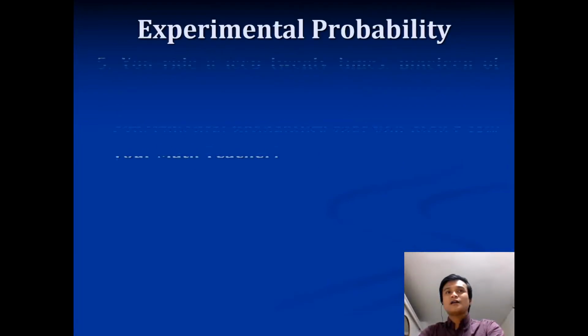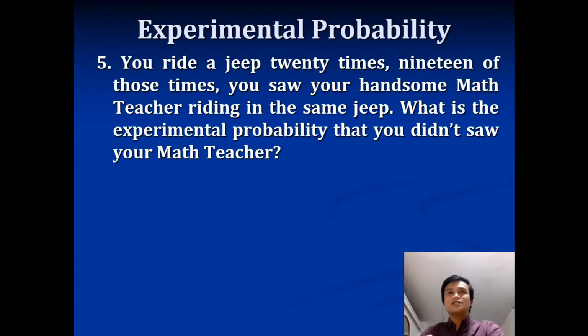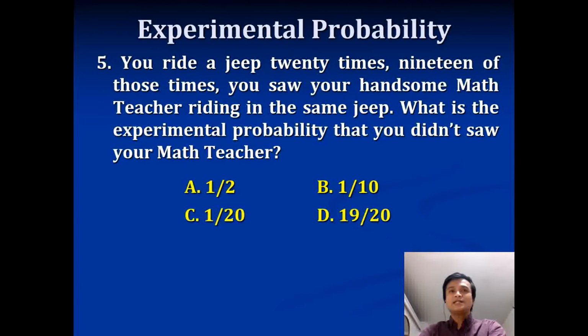And let's have the last question. You ride a jeep 20 times. 19 of those times, you saw your handsome math teacher riding in the same jeep. What is the experimental probability that you didn't see your math teacher? A. 1/2, B. 1 over 10, C. 1 over 20, D. 19 over 20.